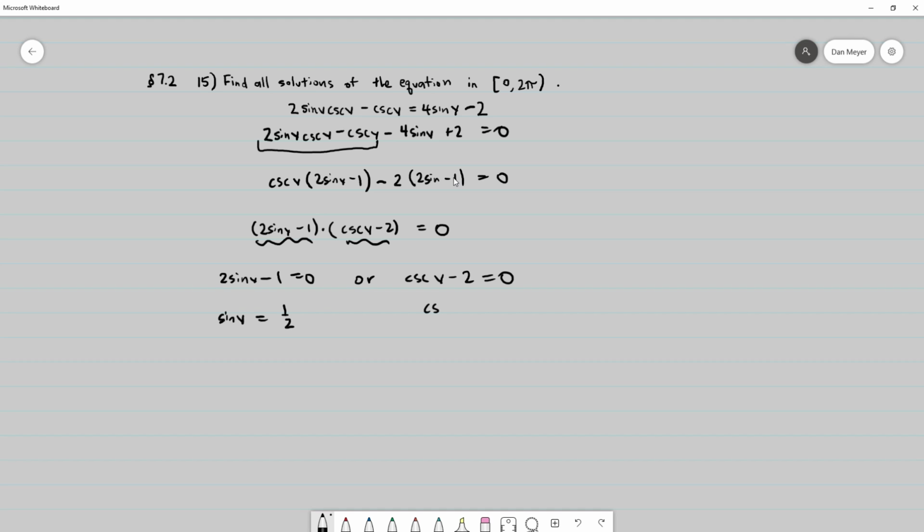Here we get cosecant v is 2, which is the same as sine of v is 1/2, right? So they're really the same equation. So we don't need to actually solve this one. This is redundant.